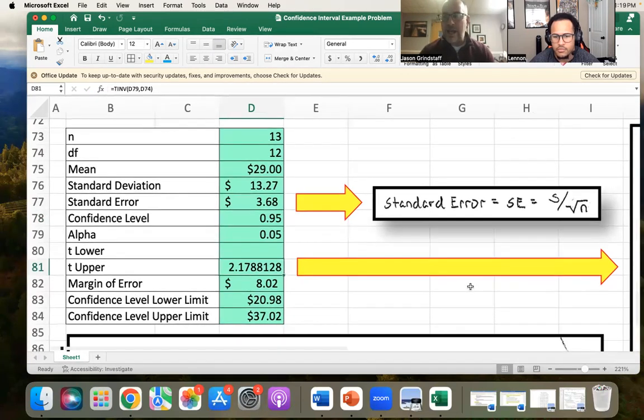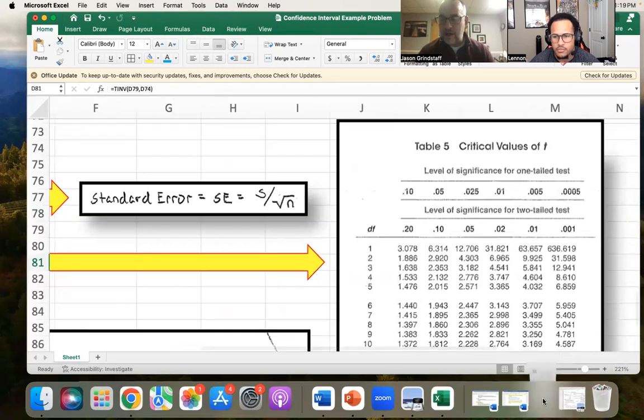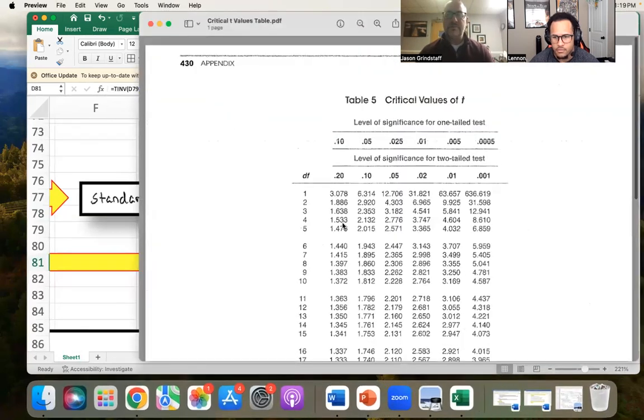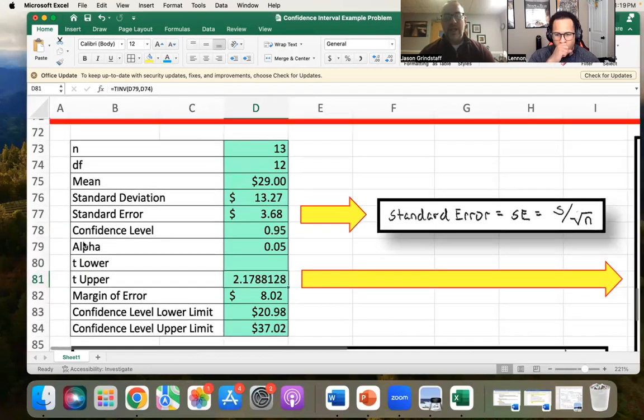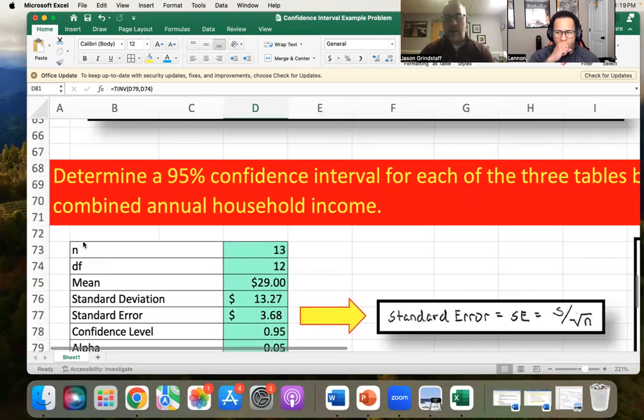A T table, and I can pull that up right here. A critical values of T table. So you see all these numbers up here, and then across the rows, and then our degrees of freedom in the left-hand column. We need to know two values. The question asked us what? How confident do we want to be?